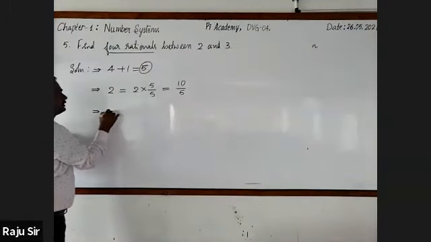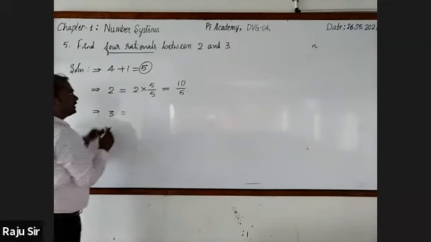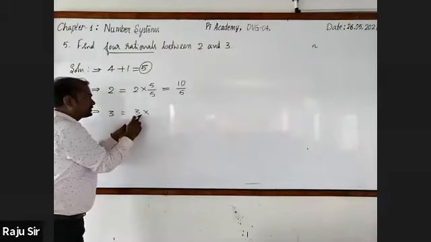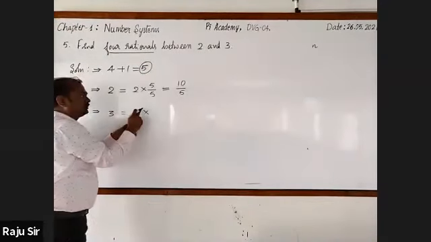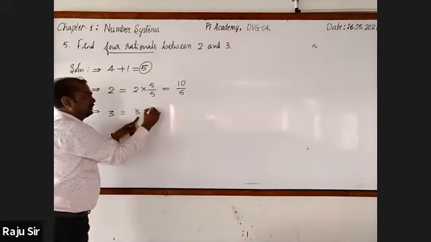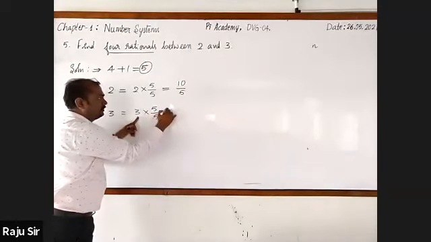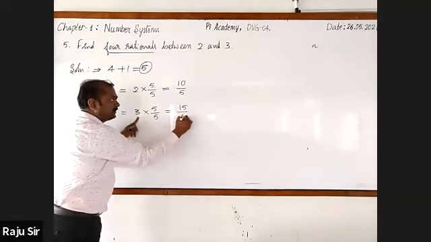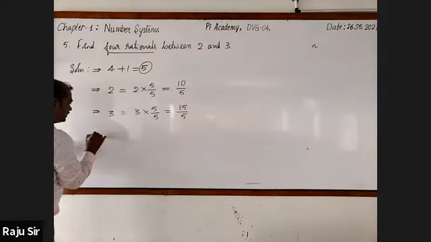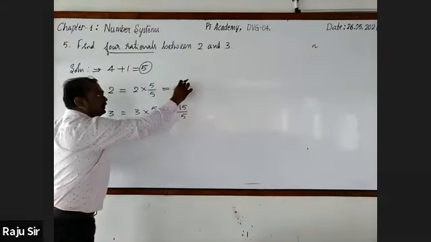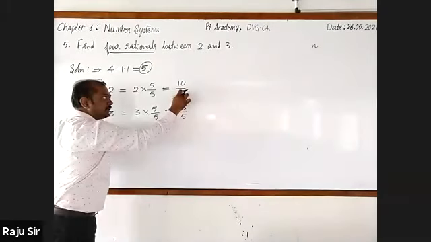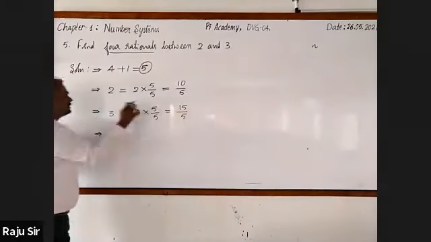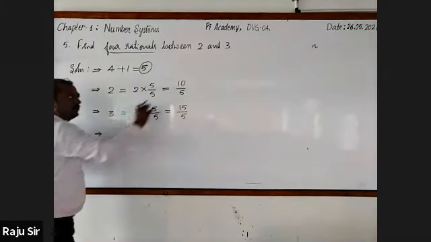Next, third one is 3. Let us multiply this 5 to the numerator as well as denominator of 3. It is 3 by 1 into 5 by 5, which is equal to 3 5s are 15, denominator 5 is there. In the next step, observe. Here 10 by 5, we know that it is an equivalent rational of 2. 15 by 5 is an equivalent rational of 3.